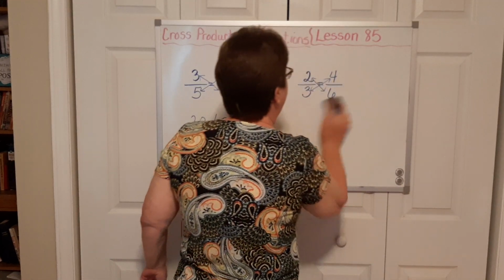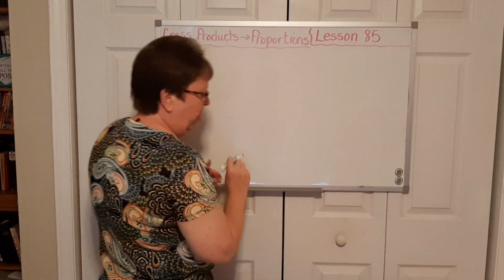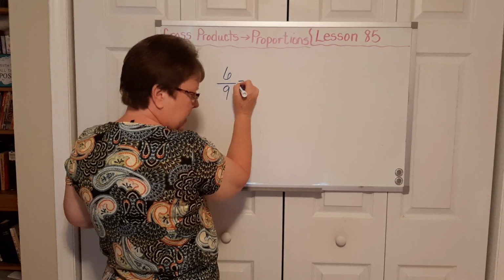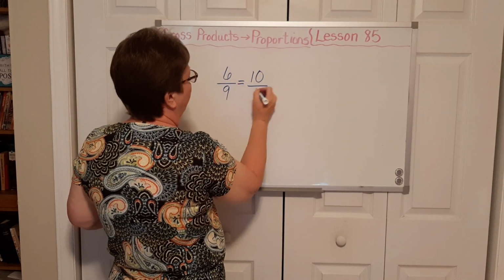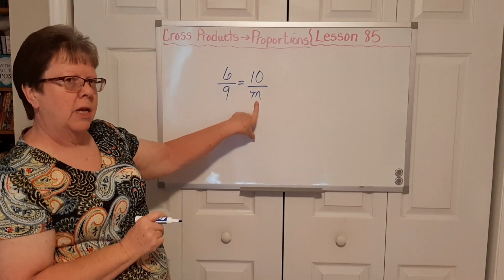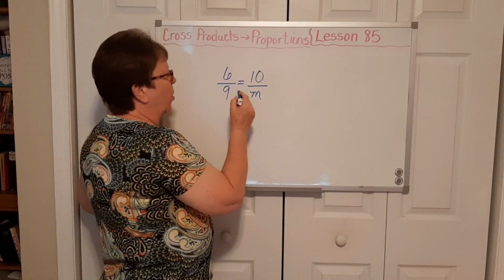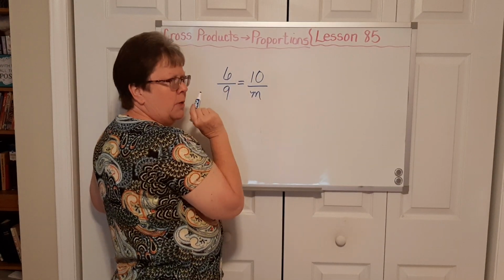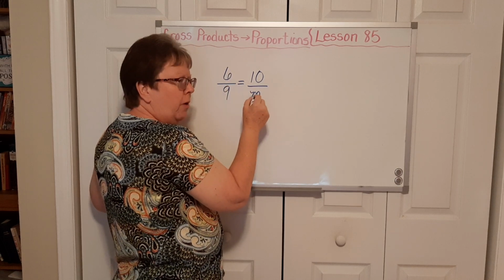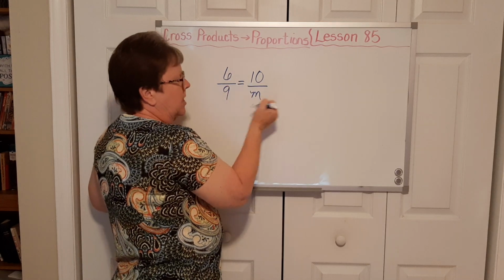Now let me give you one in a little different way. We're going to have to solve the proportion here. I've got 6/9 equals 10 over m, and we're going to try to solve for m. We've got to figure out what m is equal to. You're still going to do cross products. We have to do our 9 times our 10 first, because if we have 6 and m, we don't know what m is equal to yet, so we can't multiply the 6 and the m yet.